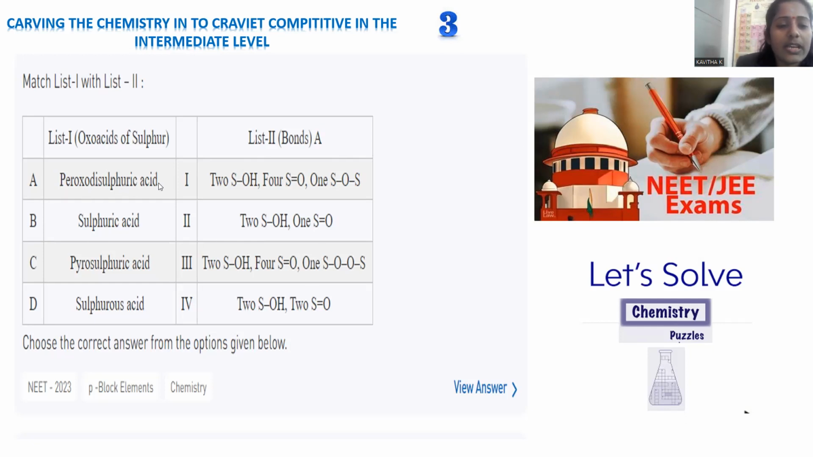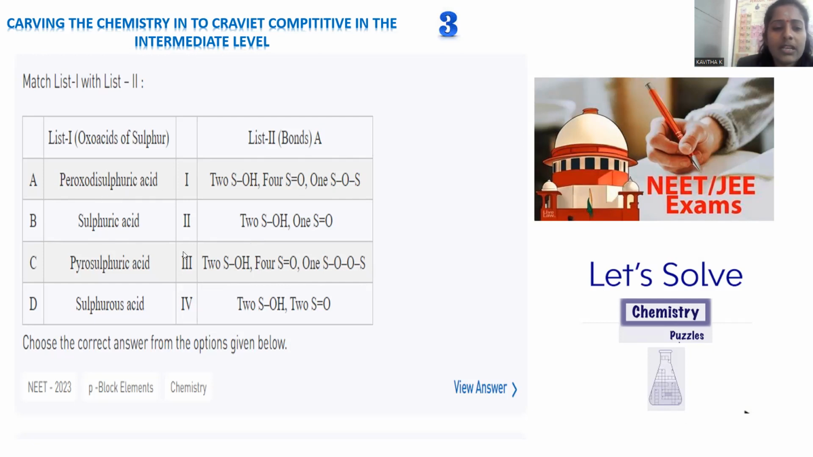Peroxodisulfuric acid. It's very obvious that a peroxo bond is whenever oxygen is directly linked with a single bond to oxygen, and that is only available in option number 3. The sulfur-oxygen bond is there, and moreover you can find the oxygen-oxygen single bond, so that is peroxo. A can be mapped with 3.